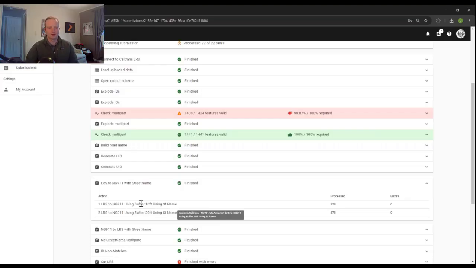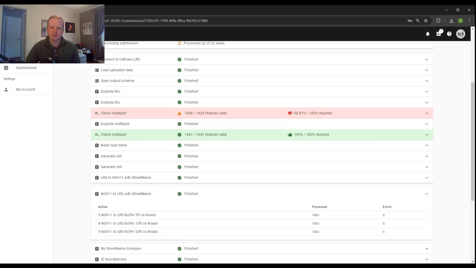So we start out again with that 10-foot tolerance. Whatever we didn't find with that first one, we go and look for with a 20-foot tolerance. And after that, we basically switch it. There may be some cases where the LRS is completely contained within the next generation 911 segment and not the other way around. So we'll do the same thing, starting again with that 911 segment, buffered out by 5 feet, and see if we can find any roads that are completely contained and have matching street names. We then do that again at 10 and 20.